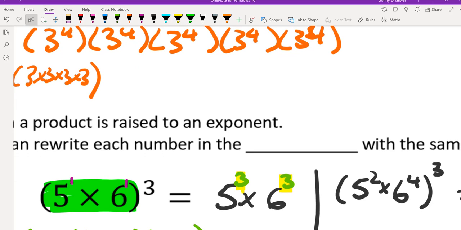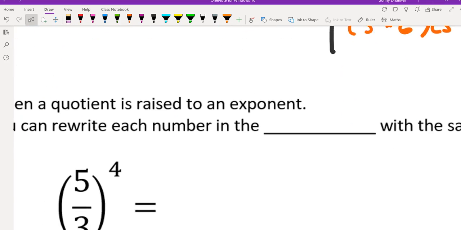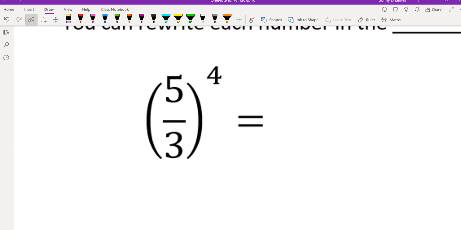This works for the situation where you have numbers being multiplied inside brackets. As long as everything's being multiplied in the brackets, it still works. And it also works if we are dividing, because dividing is just a special case of multiplying. So it's the exact same rule. We give these little imaginary ones, we write our base out again, and we take the number from the outside and multiply it to the inside exponents.